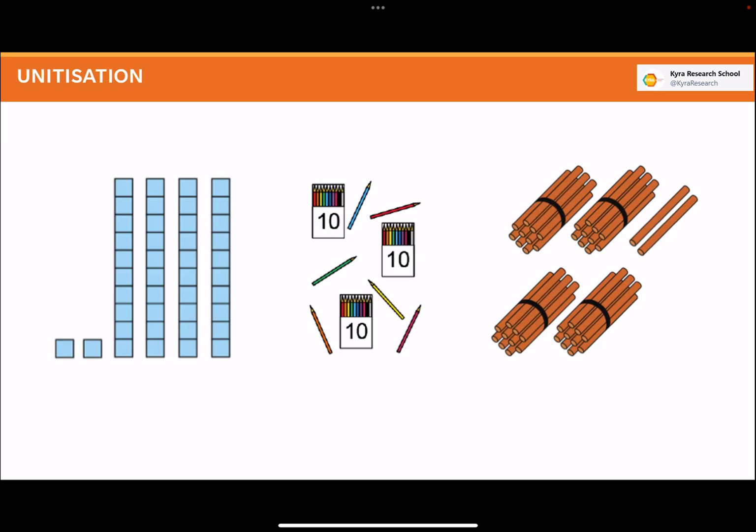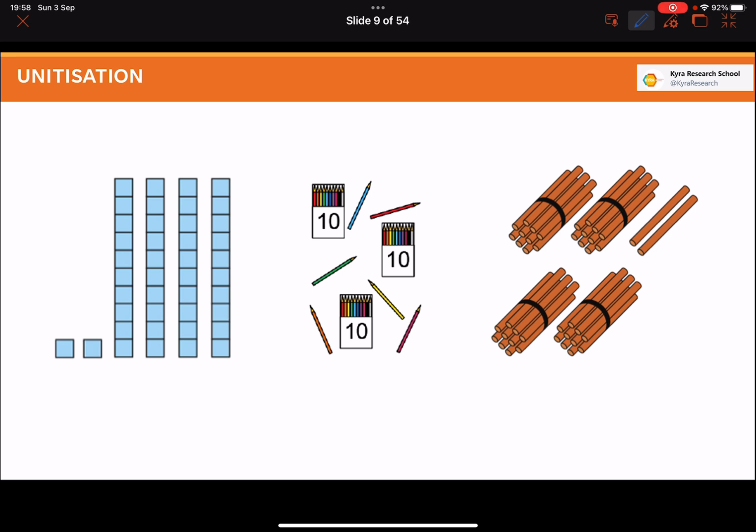So I briefly mentioned unitization just on the last slide. So unitization is really what the Dienes rods are trying to work towards. So you can see that they've got this almost arbitrary rod here, and learning that represents the number 10. And then that this represents the number 1. And that's an example of unitizing.